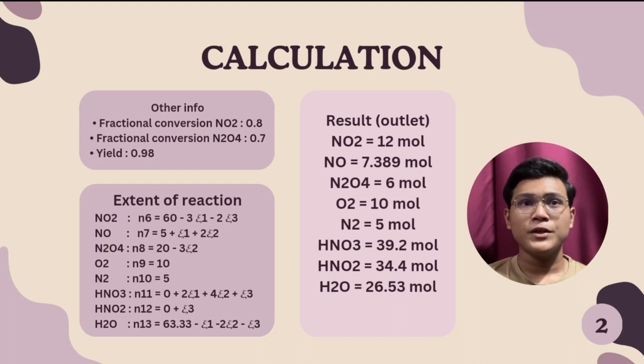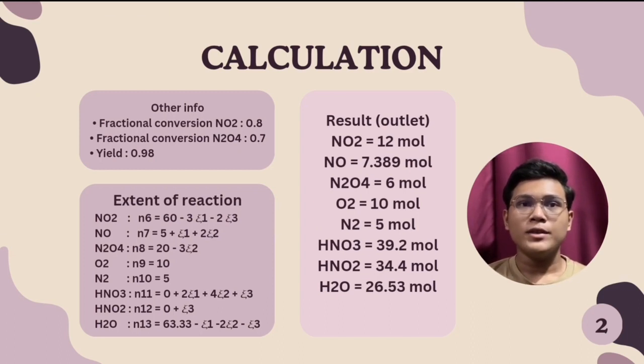Lastly, I will talk about the condition of this reactor, where the temperature is 40 degrees Celsius and the pressure is 4 bar. From the research I did before, the other information I got is the fractional conversion of NO2, which is 80%, fractional conversion of N2O4, which is 70%, and the yield is 98%. By considering all of this additional information, we can perform calculations to determine the outlet condition for this absorption tower.